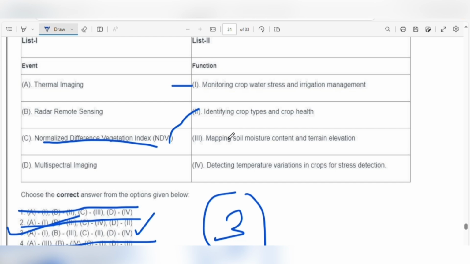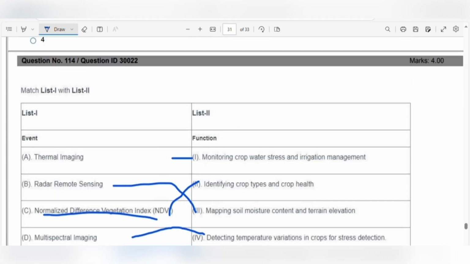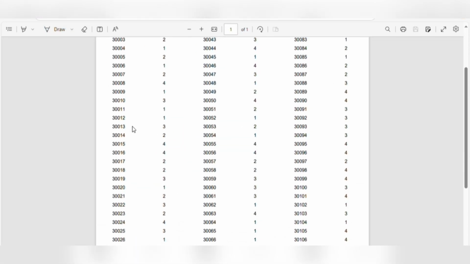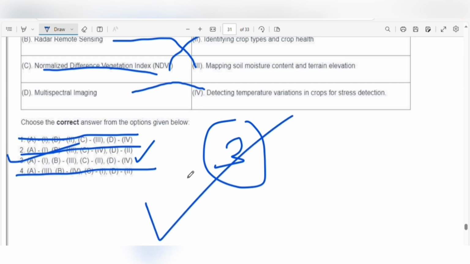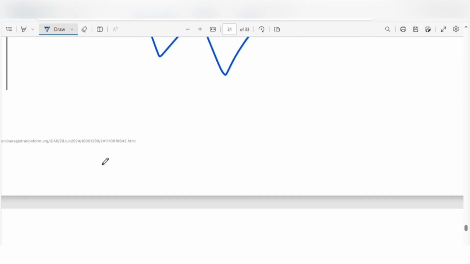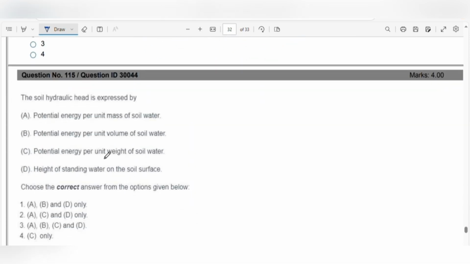That is true. Then radar remote sensing is mapping soil moisture content and terrain elevation. Yeah, it can be done. And multispectral imaging can be used for detecting temperature variations in crops for stress detection. All right. Still, let's check the answer. 3, 0, 0, 2, 2 is option 3. Yeah, option 3 is the correct option. Right. All right. Let's move on to the next question.